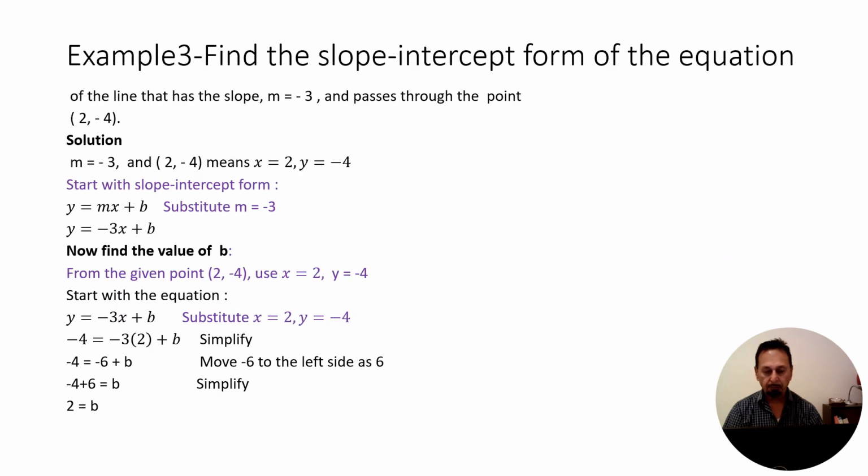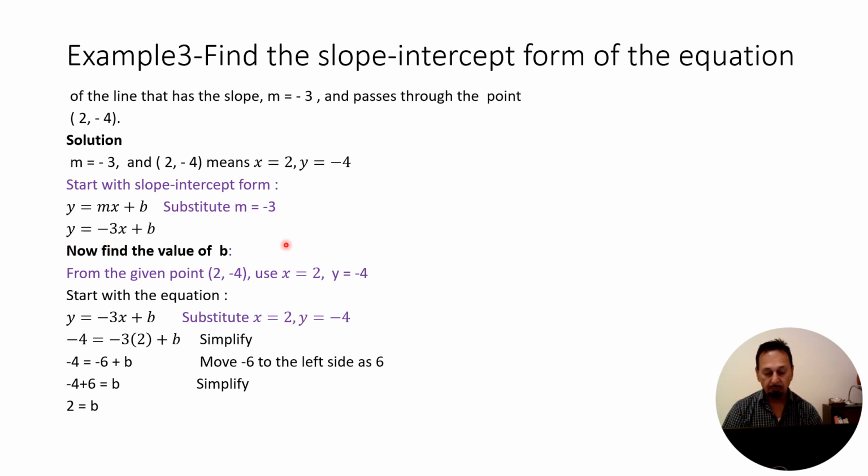Example 3. We're going to find the slope-intercept form of the equation of the line that has the slope m equal to negative 3 and passes through the point (2, negative 4). So m is negative 3, and (2, negative 4) means x is 2 and y equals negative 4. Now we start with the slope-intercept form of the equation of a line, y equals mx plus b. Now we substitute the slope m equal to negative 3. The equation becomes y equals negative 3x plus b.